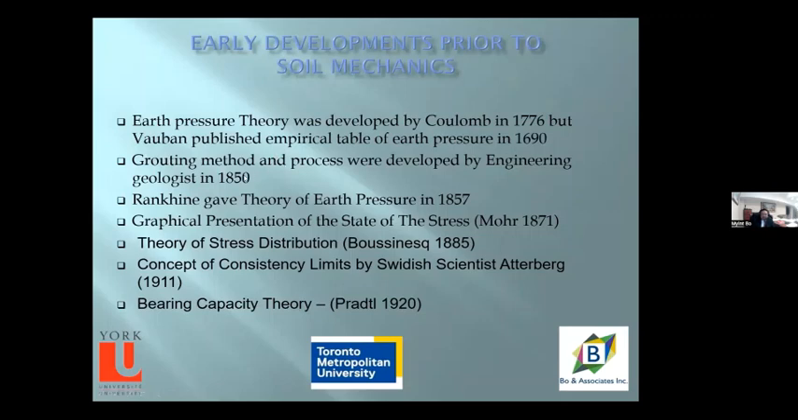So after that, although they developed this Coulomb's theory in 1776, Vauban published an empirical table of the earth pressure as early as the early 17th century, 1619. Grouting methods and processes were developed by engineering geologists in 1815. Rankine gave his theory of earth pressure lecture in 1857. Graphic representation of the state of stress by Mohr in 1871. Boussinesq's theory of stress distribution in 1885.